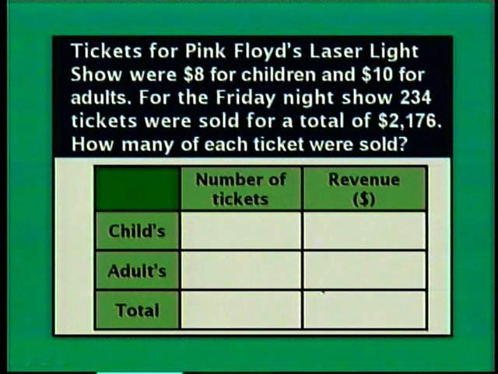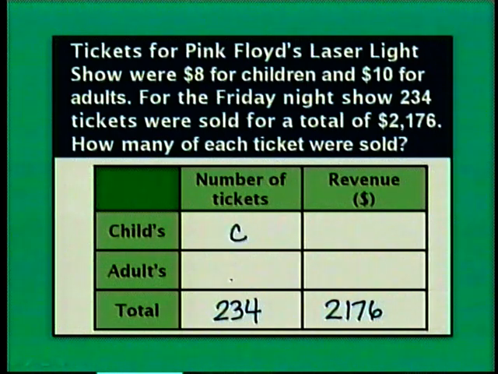Well, I know my totals. I know the total number of tickets is 234. That was given in the problem. I also know the total revenue was $2,176. My variables were the number of child's tickets and the number of adult tickets. So I'll go ahead and put my variables in this first column, C and A.